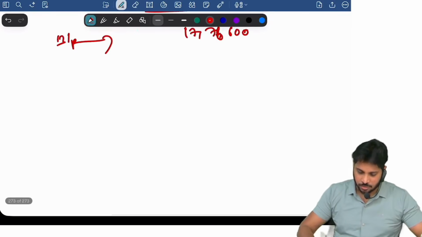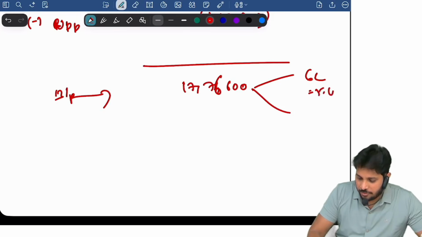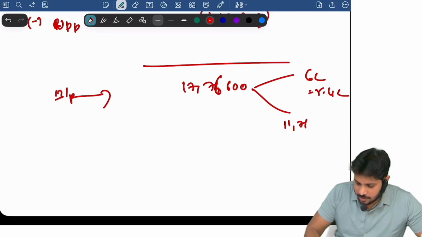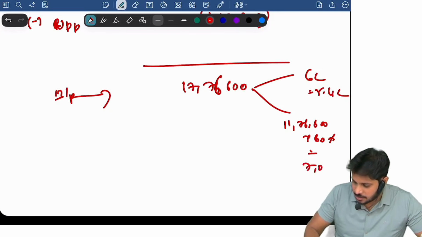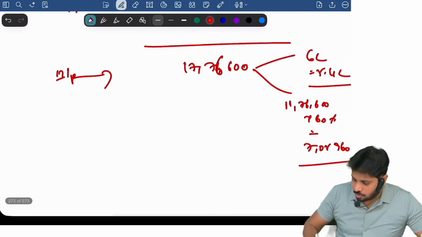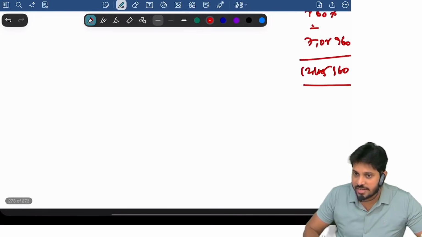But fine. Anyhow, 70 lakh 76, correct? Now tell me, first 6 lakhs, 5.4 lakh is the book profit. Balance 11 lakh 76,600 into 60%. How much? 7 lakh 5,960. Put together, the eligible remuneration coming is 12 lakh 45,960.